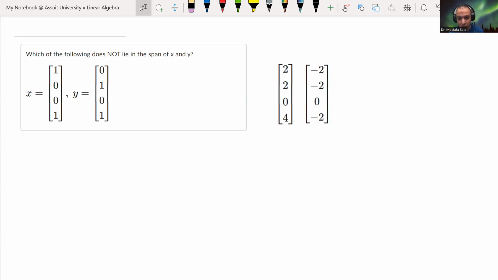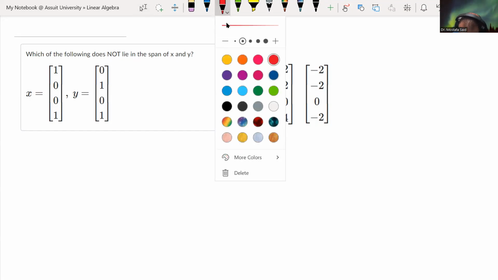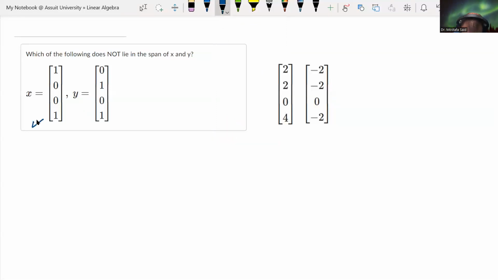So we are given two vectors. One vector is called x. Let's change the color here. This one here. And another vector called y. And these two vectors can make a span of a subspace. Okay. And here it will be a subspace of R4, of course, because the size here is 4 by 1.